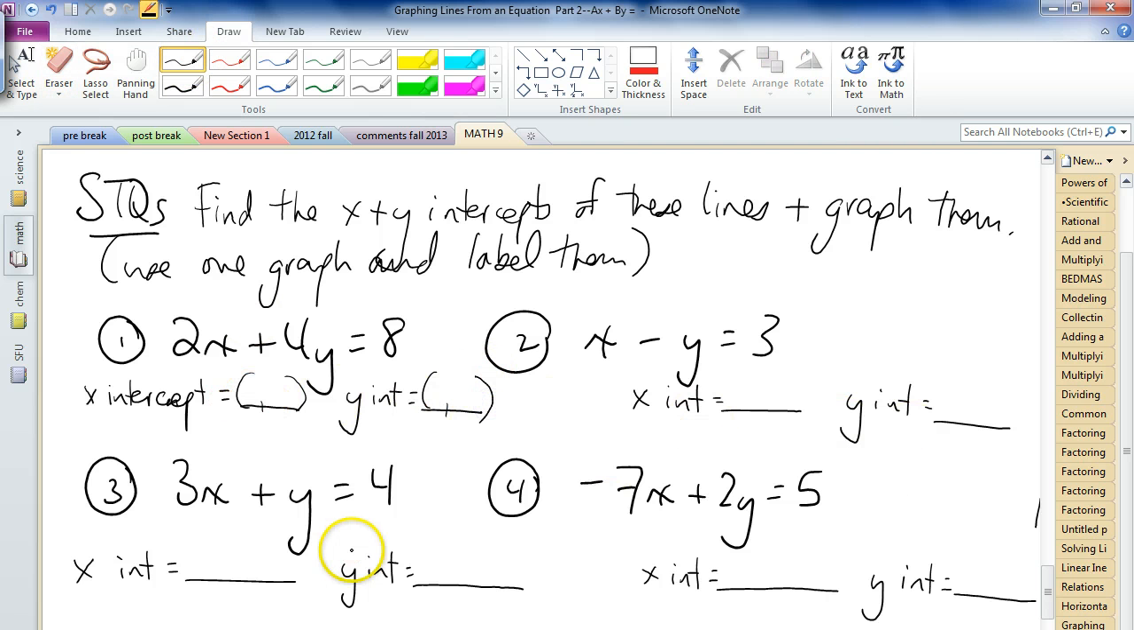For them all. And then if you could use one graph to save paper, use one graph and label and draw all these graphs and label which one is which. Not with the numbers, but with the actual equations.